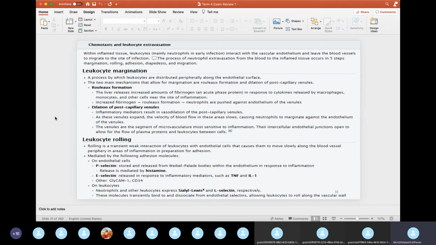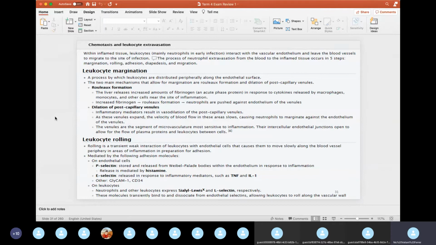Where does leukocyte extravasation occur? Where do you think it occurs? The post capillary venule. Excellent. That's high yield. PCV, it occurs in the post capillary venule. So let's talk about margination. So margination, what is in the leukocyte? Your sialyl Lewis X. It's always in the leukocytes. And remember, your E-selectin and P-selectin are always in the endothelial cell, right?